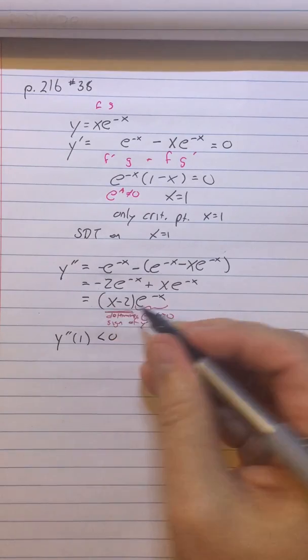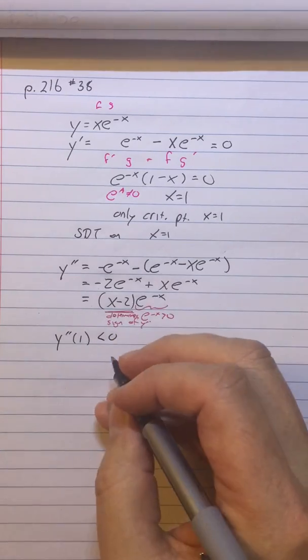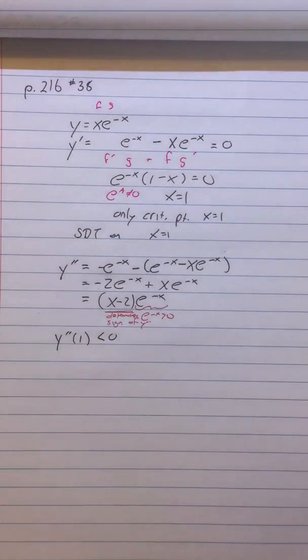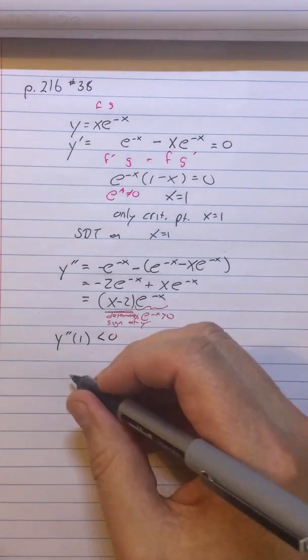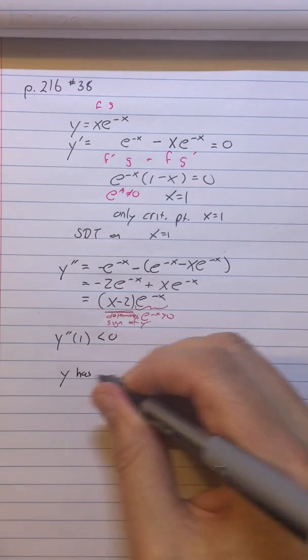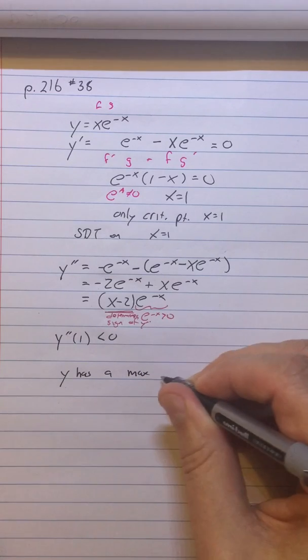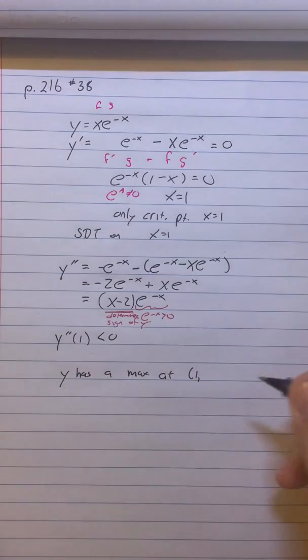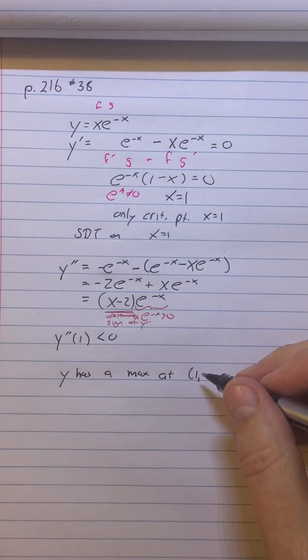I'm going to put 1 in there. It's going to be negative times a positive. And that's the only critical point that I have. Therefore, y has a max at 1. Okay, let's find out the y coordinate, that's not that hard.